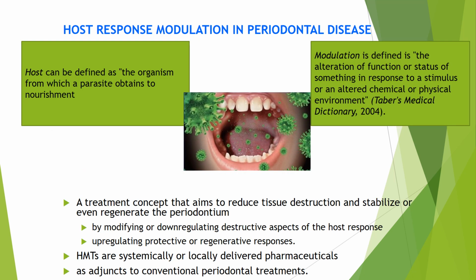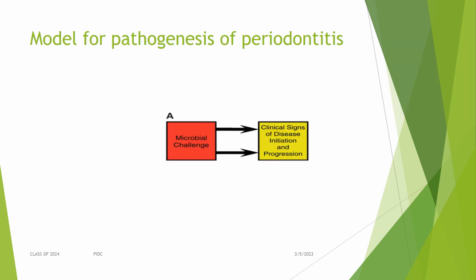So to start with, host can be defined as an organism from which a parasite obtains nourishment. In other words, modulation can be termed as the alteration of function. So now coming to the model for pathogenesis of periodontitis.